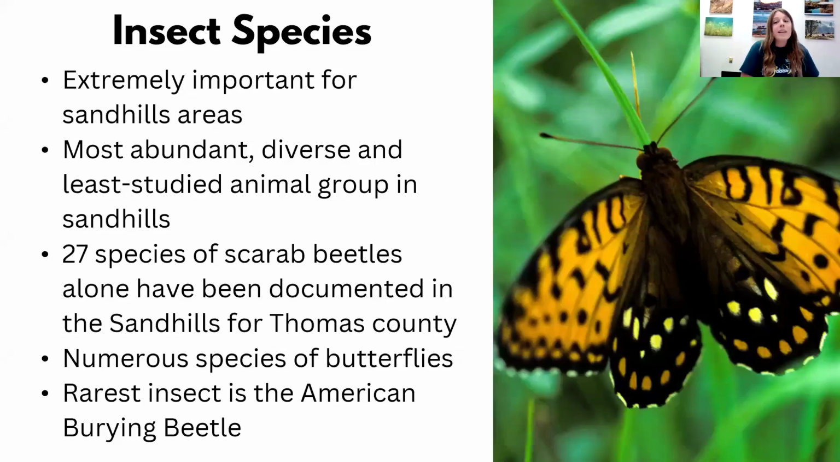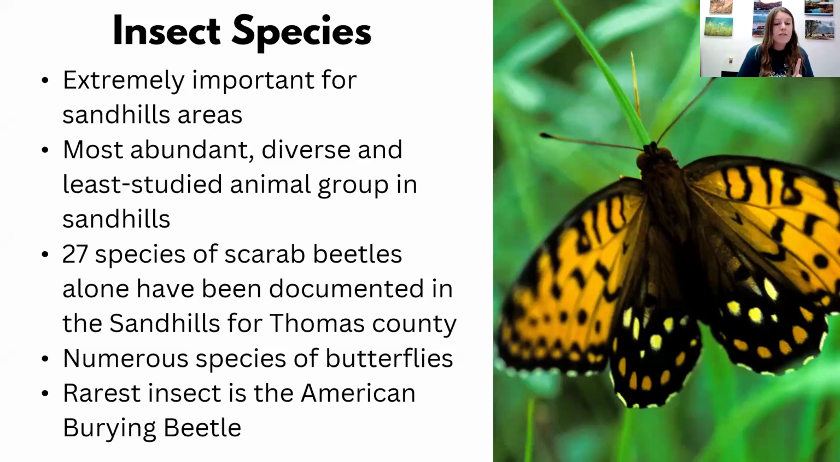All right, and then we can't forget insects. So this one I don't have good numbers for just because we don't know a lot about insects, period, let alone do we know about insects in Nebraska in the sandhills. So we do know that the sandhills are an extremely important area for a lot of insect species. Things like pollinators, decomposers, grazers, food for other wildlife. It's the most abundant and diverse and also least studied animal group in the sandhills.